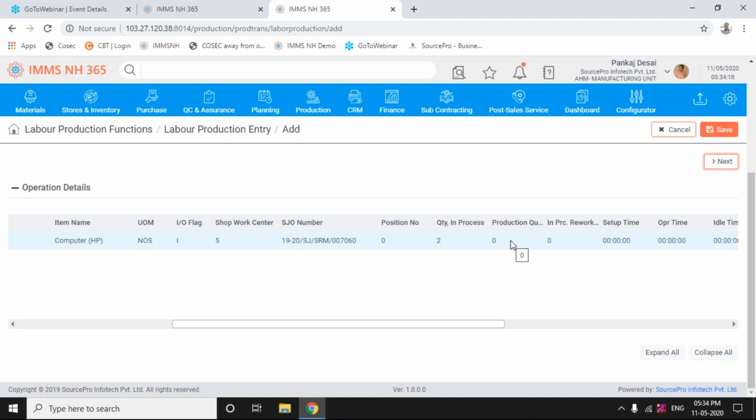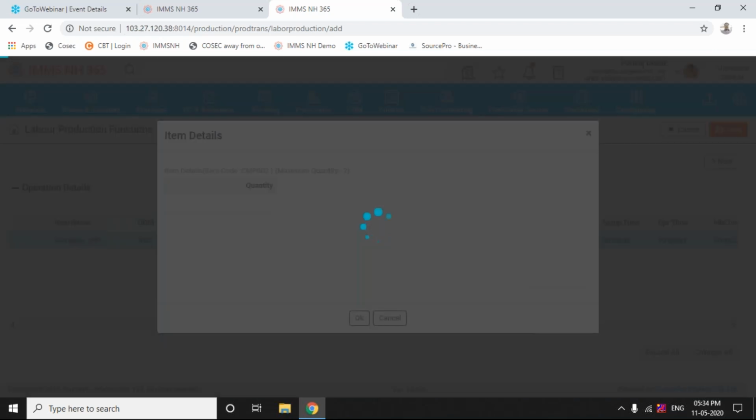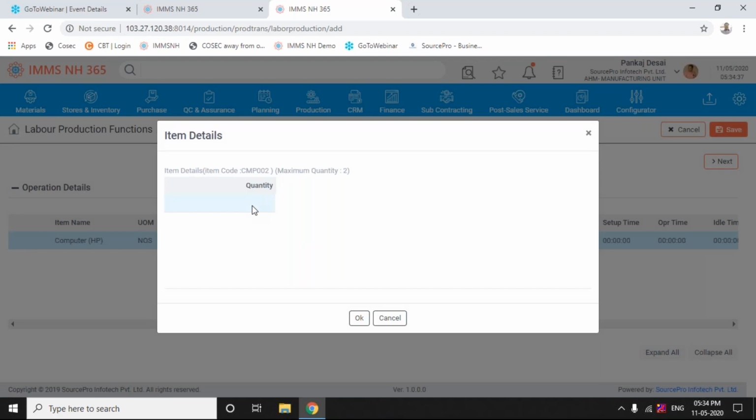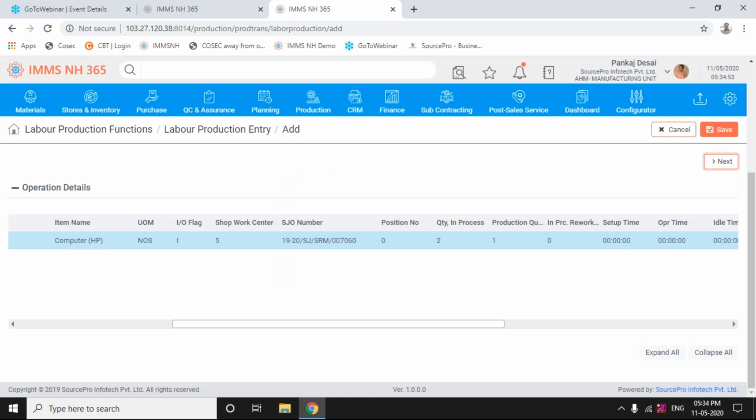In large fabrication cases, it sometimes happens that they keep on booking the time. Quantity produced may come much later. So we have the facility of only time booking or time and quantity booking, right? So let's book the quantity right now for our simplicity. Let's give it 1. I'm saying that I'm booking it only for 1.